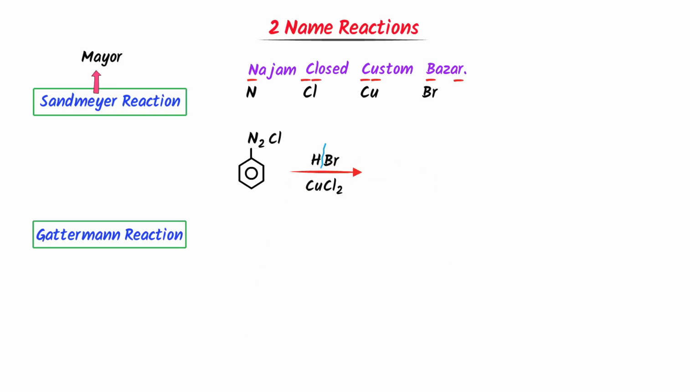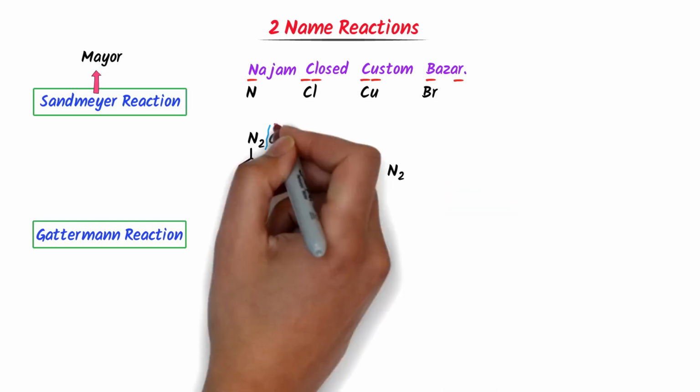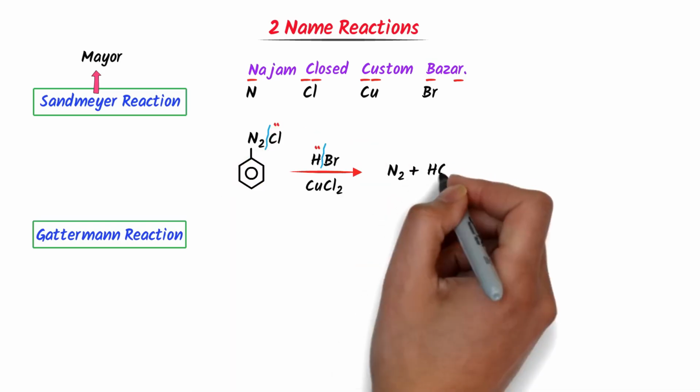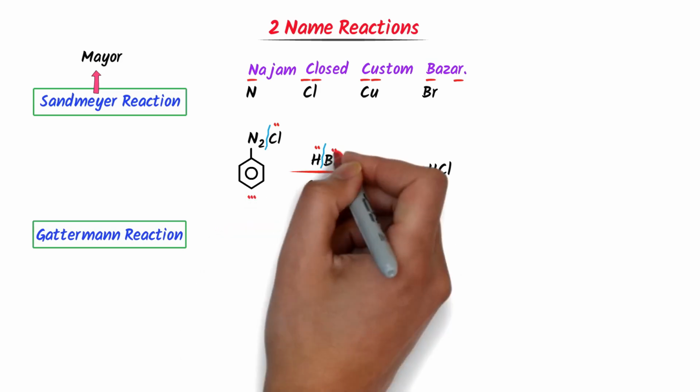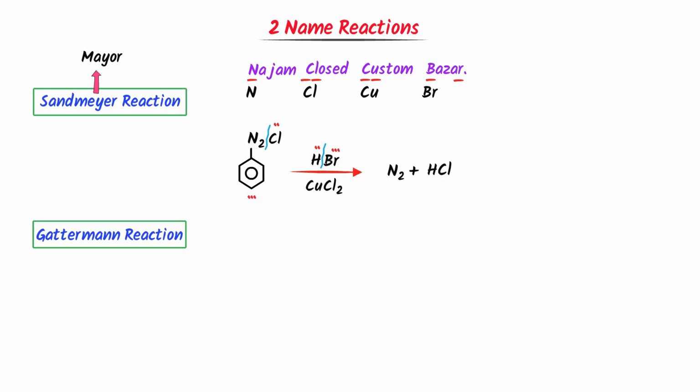I cut hydrogen and bromine. I cut nitrogen and chlorine. This nitrogen will evolve as nitrogen gas. This chlorine and H combine to form HCl. This benzene ring and bromine react together to form an alkyl halide. So this is the Sandmeyer reaction.